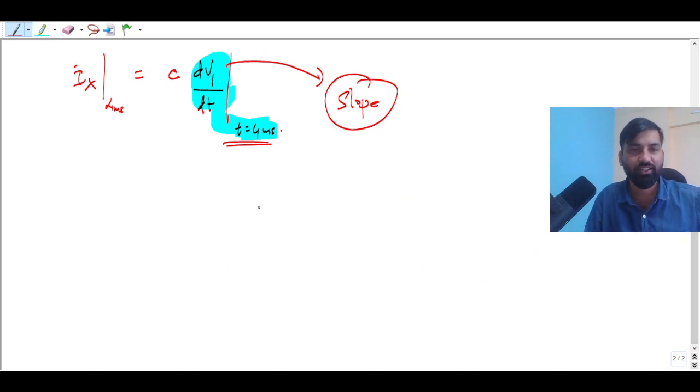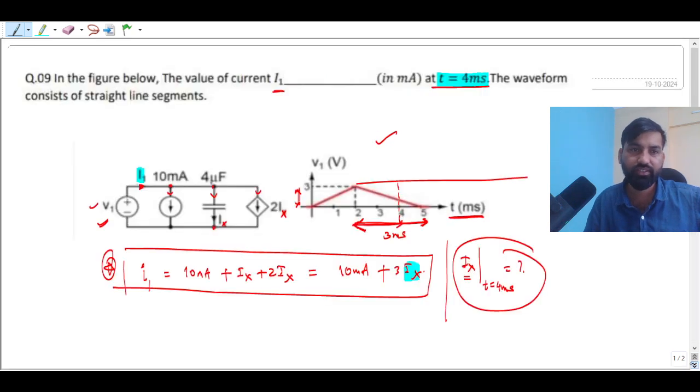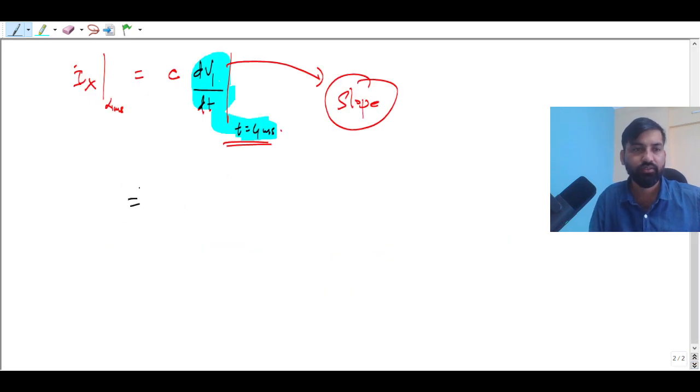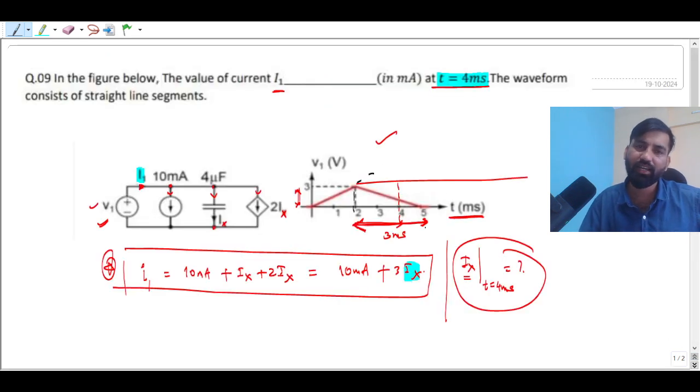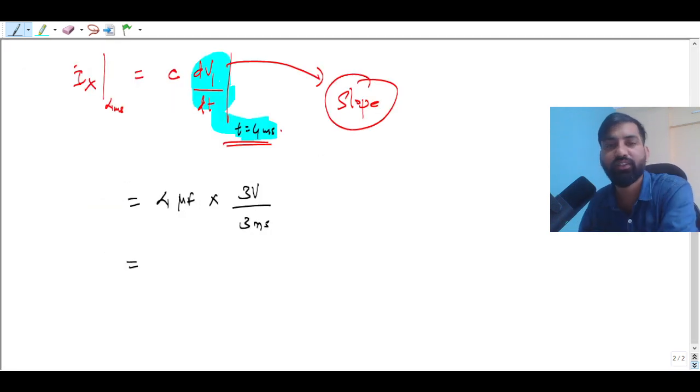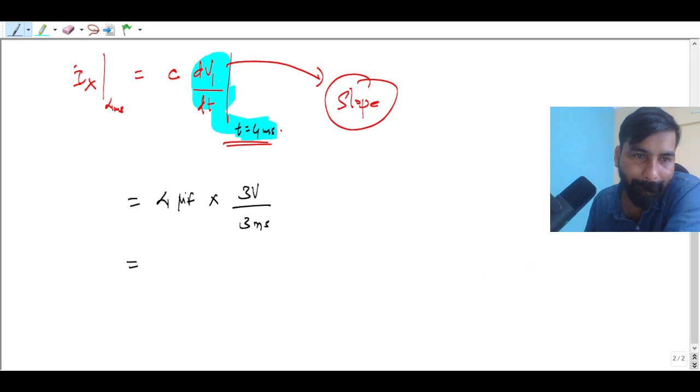So I can directly write here now. Let me choose a different color as well. So C is nothing but 4 microfarad, right, into dv1 by dt, that is nothing but 3 volt by 3 millisecond. Okay. Now, I think this is clear, right? You have to simply find the slope at 4 millisecond. So if you have attended my single variable calculus, you can find out. So now you see, guys, this 3 is gone, right? So this will give you 4, okay?